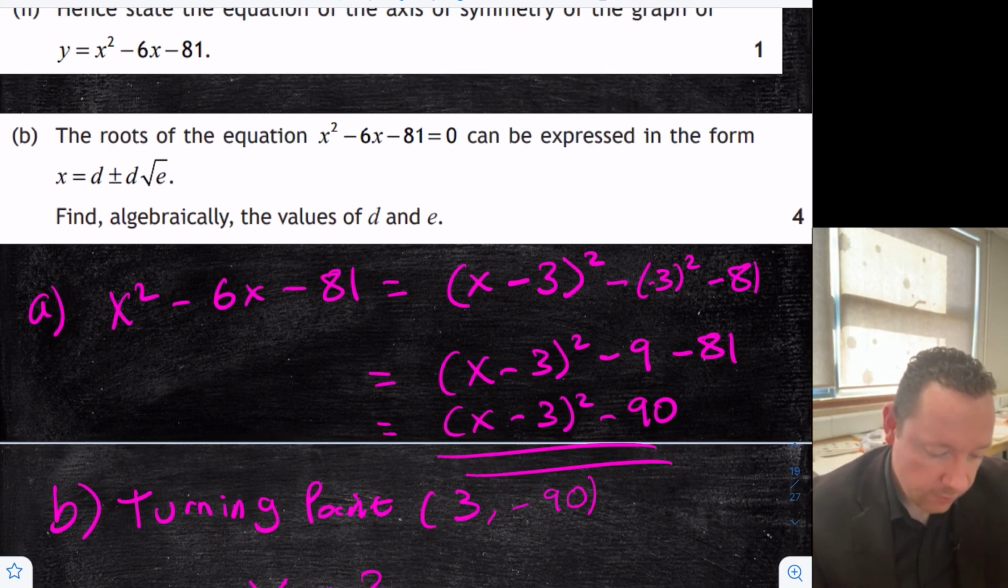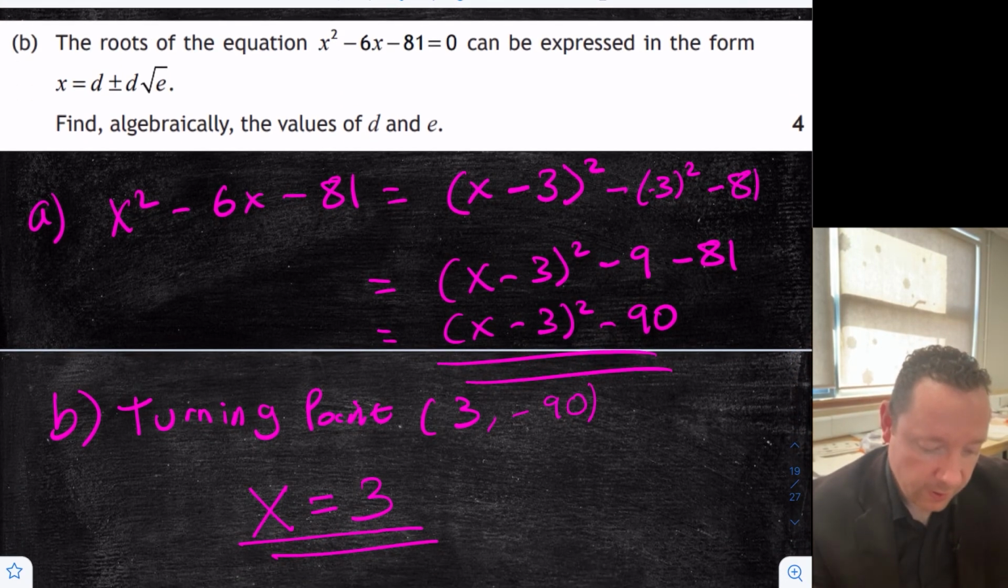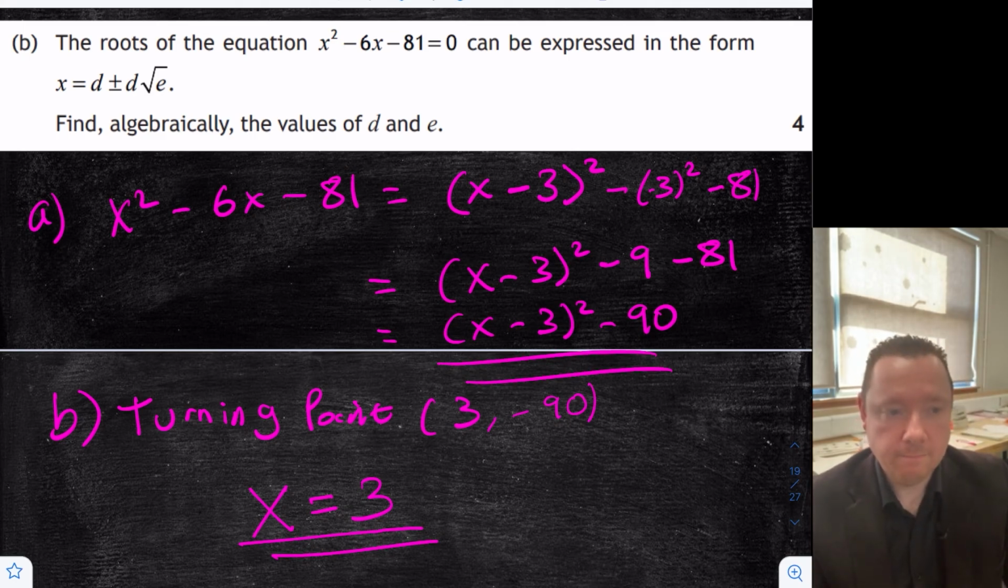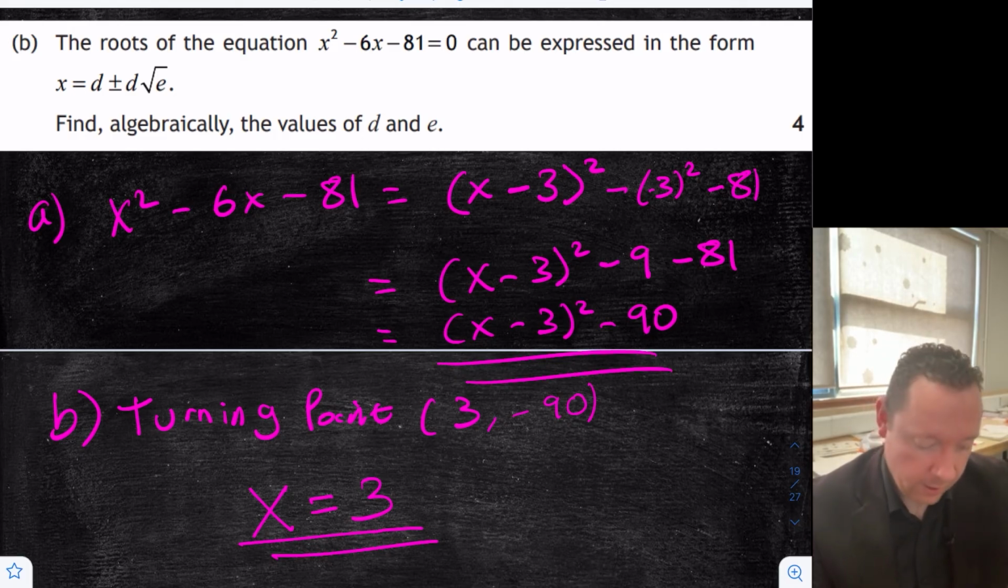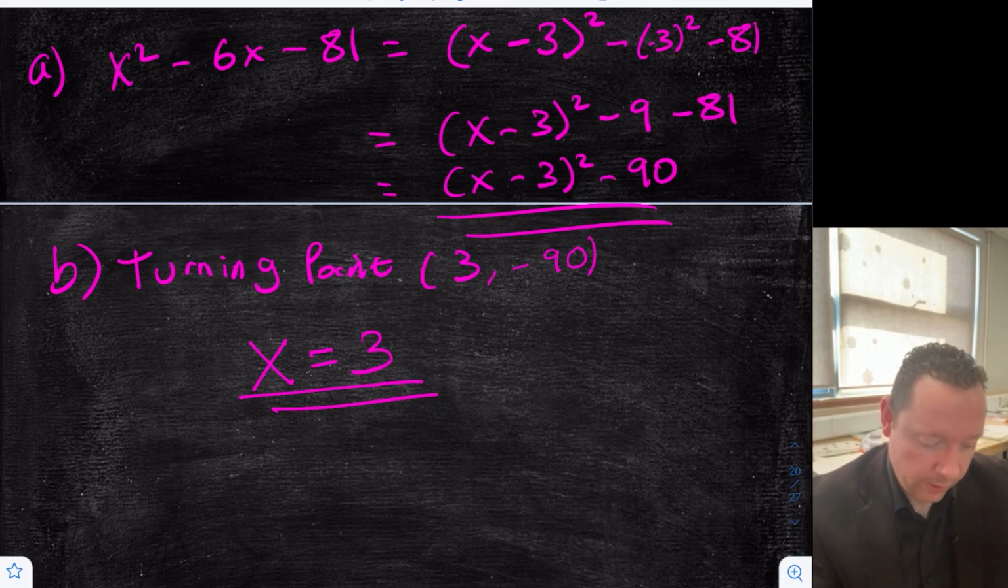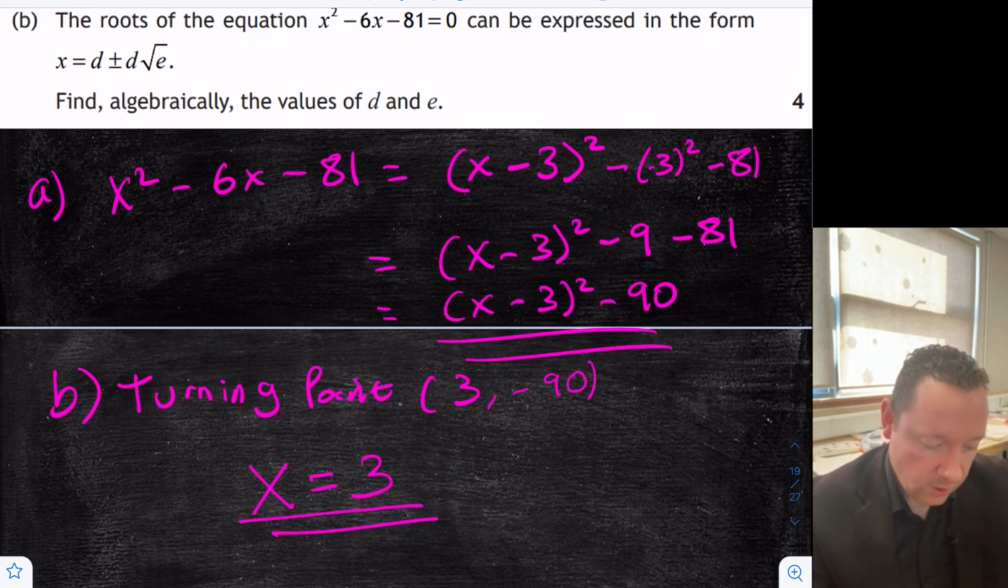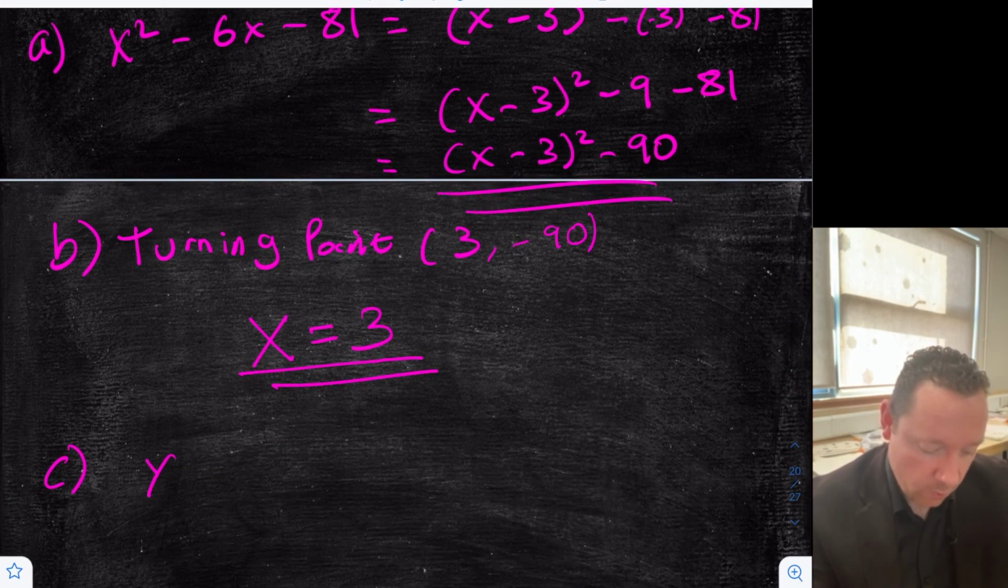Part C says, the roots of the equation x squared minus 6x minus 81 equals 0 can be expressed in the form x equals d plus or minus d root e. Find the values of d and e. There are two ways to actually do this. You can start from completed square form, or you can go back and use the quadratic formula. I think most people will use the quadratic formula, so I'm going to do it that way. But just be aware you can do it the other way. So let's start off with x squared minus 6x minus 81 equals 0.